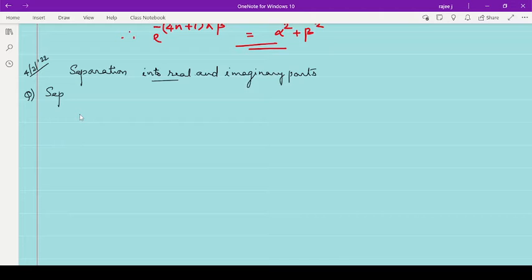Separate cos inverse 3i upon 4 into real and imaginary parts.